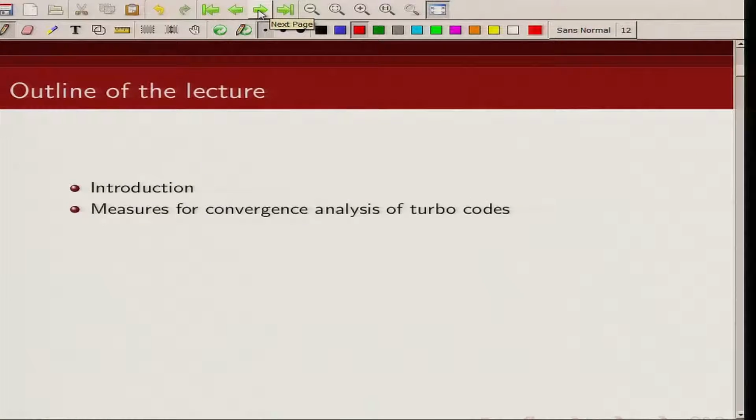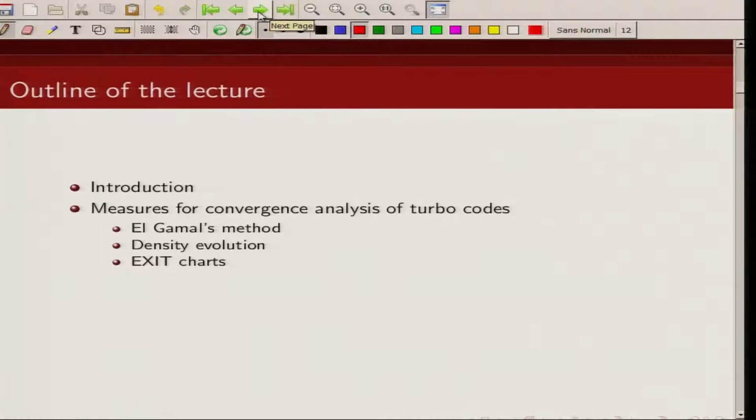With a brief introduction, we will talk about what the various measures for convergence analysis are, and in particular we are going to talk about these three methods. The first method is based on Gaussian approximation and involves tracking the mean of the extrinsic values, a method proposed by Alghammal. Next we will talk about a method proposed by Divsalar and others using density evolution, and then a method based on tracking mutual information, proposed by Ten Brink.